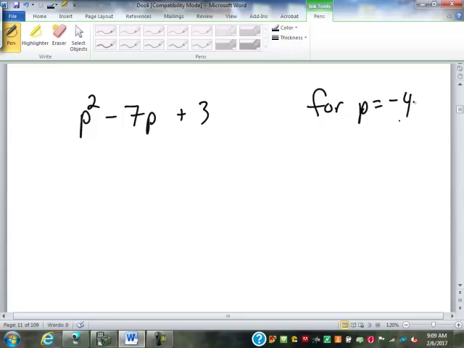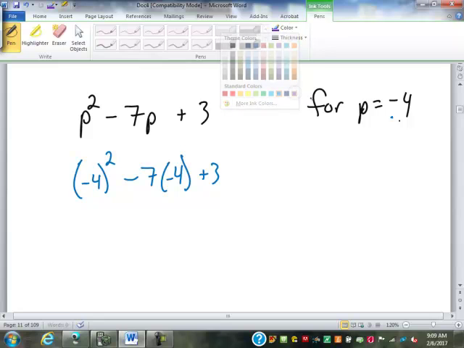Just something as simple as that. For P equals -4, I have to do the same thing. I put -4 in for P. But where it's squared here, where there's a power, I have to remember to put it in parentheses. Especially when you put it in the calculator, make sure you put that negative in parentheses to square. Because what is -4 squared? Positive 16.